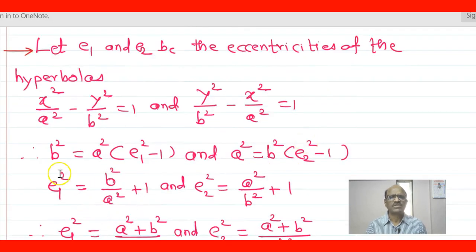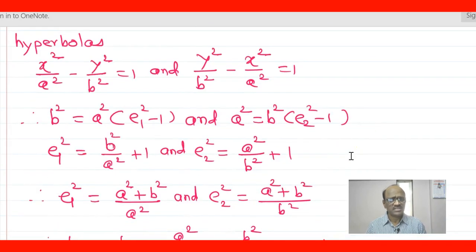Now what is the formula? b square is equal to a square in bracket e1 square minus 1. The same thing for the second hyperbola: a square is equal to b square in bracket e2 square minus 1. These are the formulas for b square and a square for these two hyperbolas. Let's remember this. Now find out the value of e1 square.